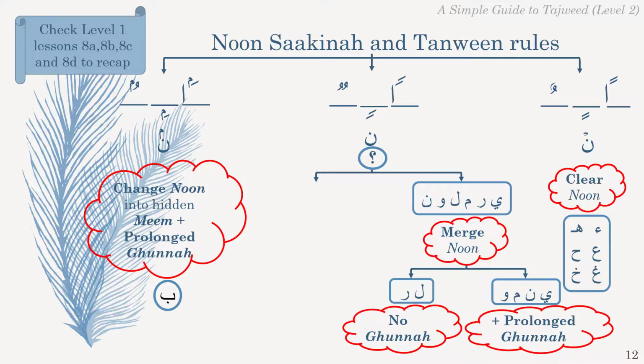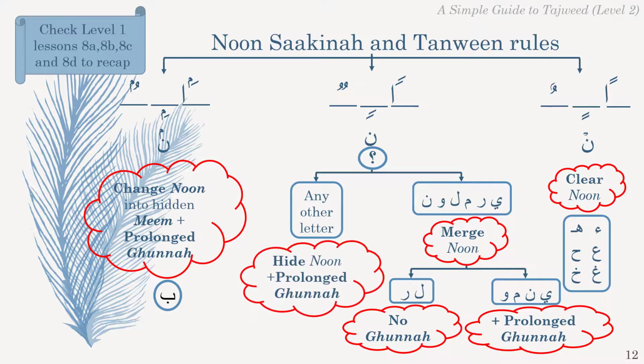But if the following letter is any other letter other than Yarmulun letters, we hide Noon Saakinah at the point of articulation of the following letter with prolonged Ghunnah. We will have more details and examples for these rules in the next 4 videos, insha'Allah.